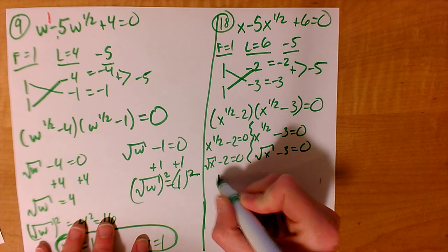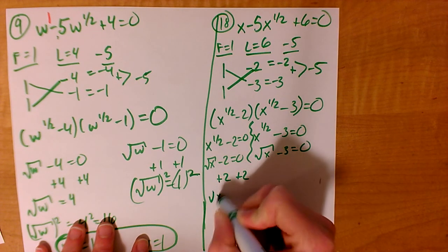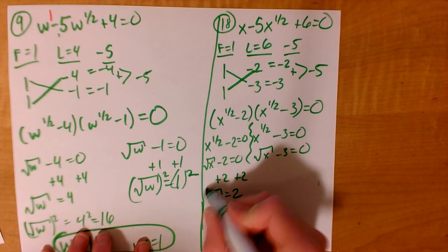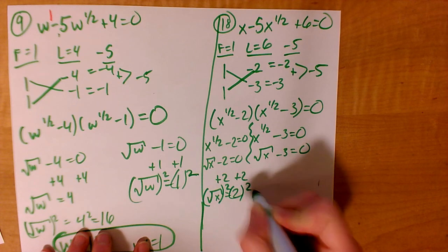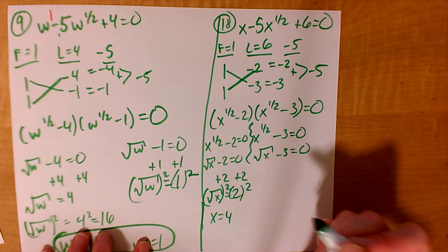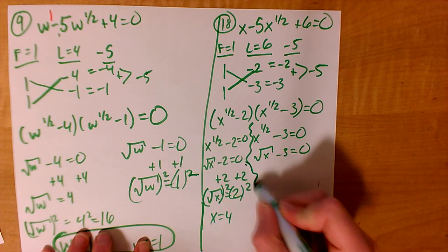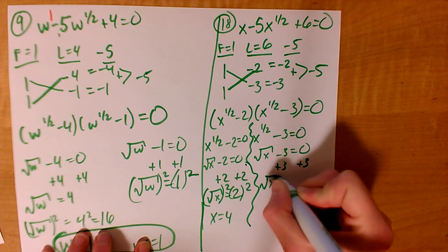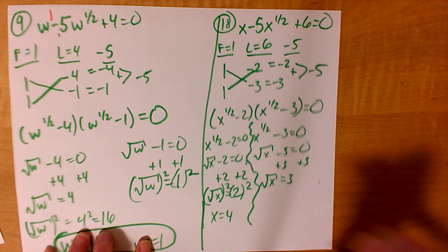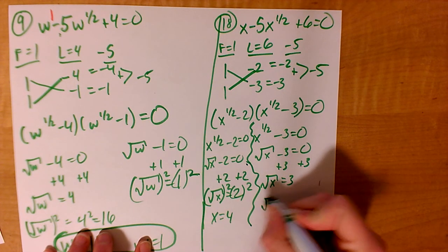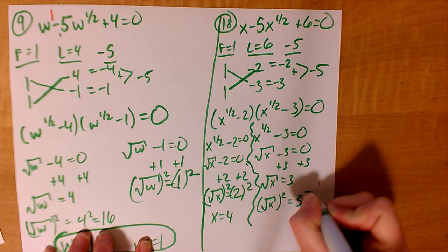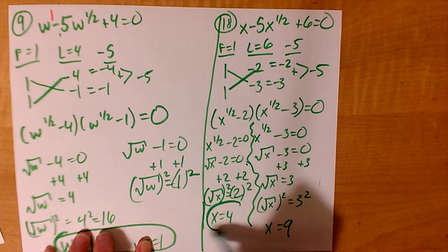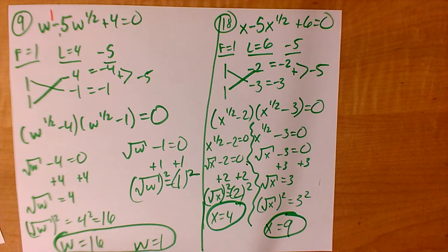Okay, so on the left equation I'm going to add 2, so I get the square root of x is equal to positive 2, and then I'll go ahead and square both sides, and so I get x is 4. On the other side, I can go ahead and add 3, and I have the square root of x is 3, and then square both sides, and I get x is 9. So my two solutions are 4 and 9.